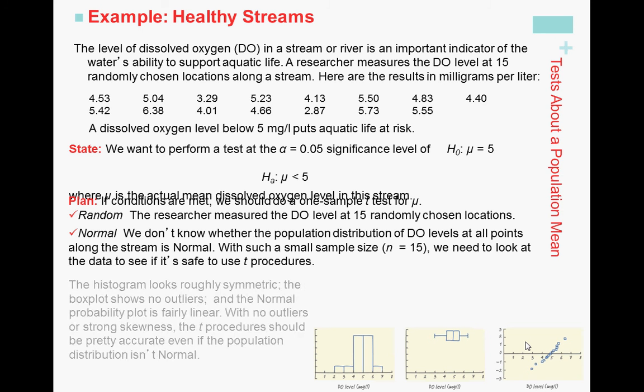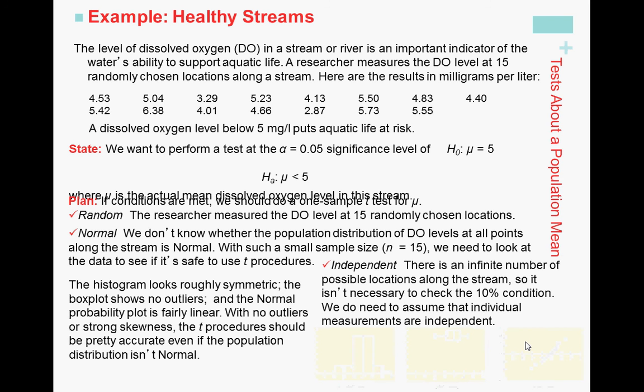And there's just describing those. And independent. Really, there's an infinite number of possible locations along the stream, so it isn't really necessary to check the 10% condition. Because if there's an infinite number of possibilities, then no matter how many we take, there's always 10 times more possibilities. We do have to assume that individual measurements are independent. What we're communicating there is we do have to assume that when we take a measurement in one area of the stream, it in no way affects our measurement in another area, which, considering we're talking about moving water, seems pretty reasonable.